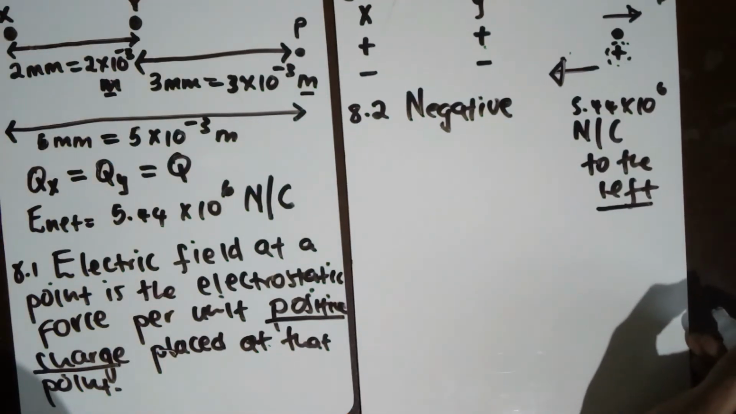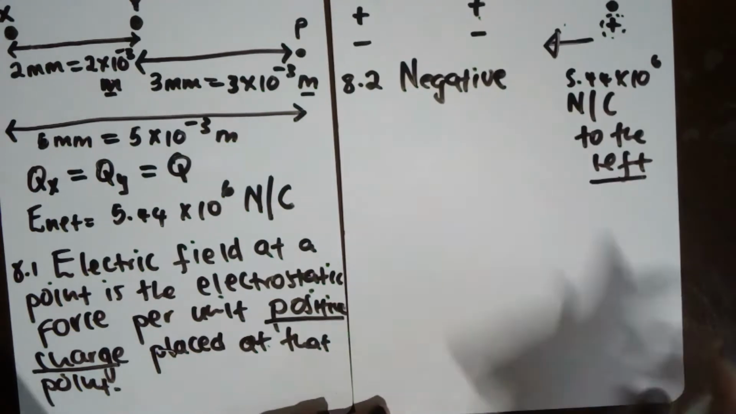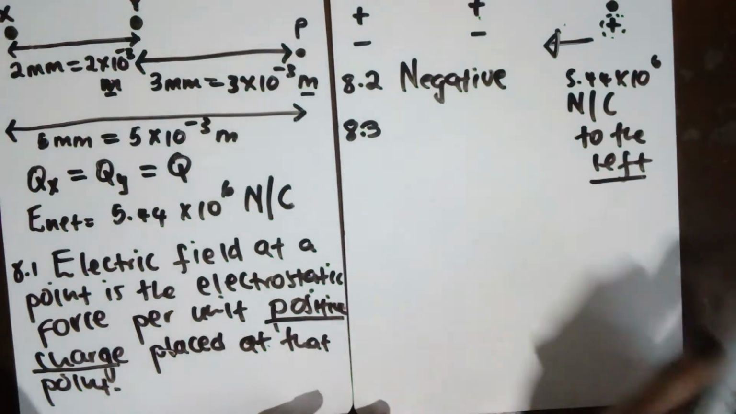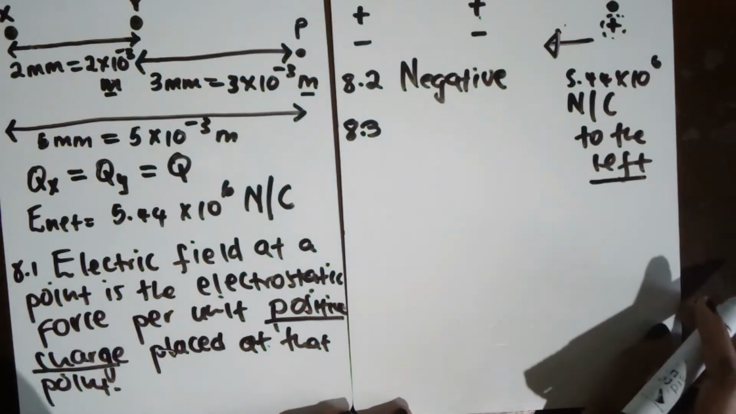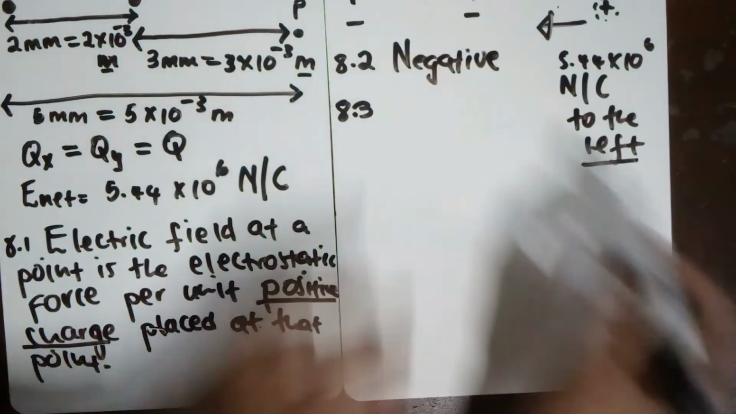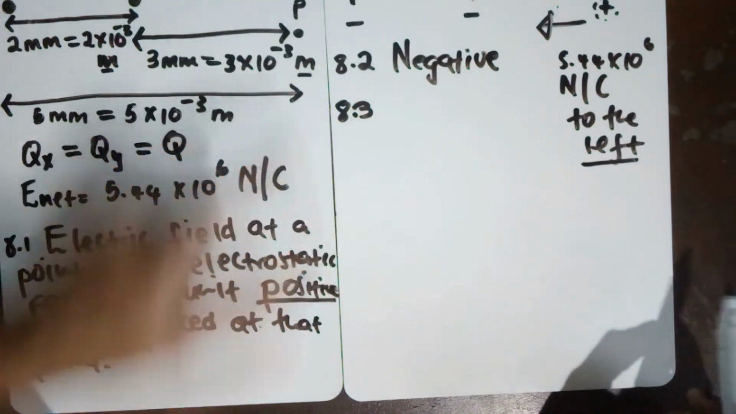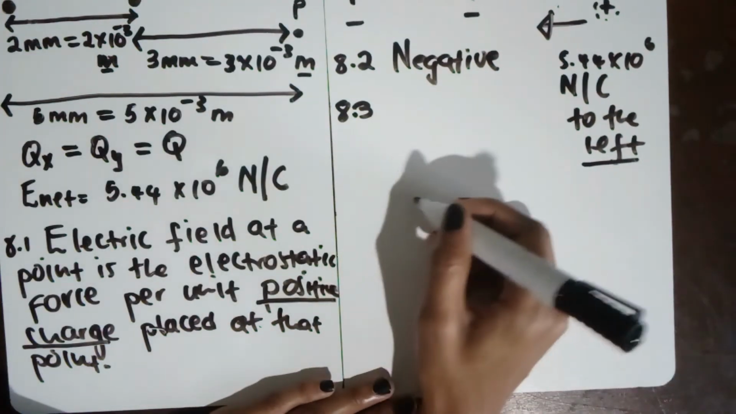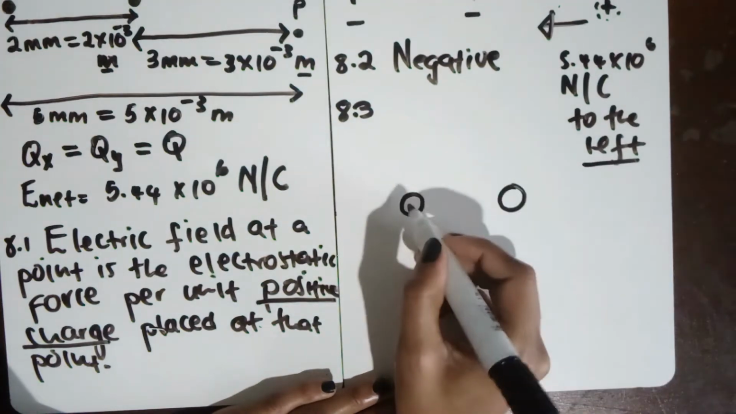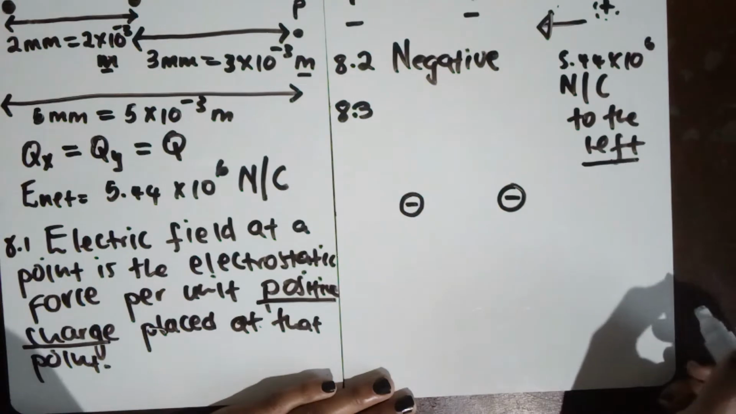Cool. And then we are now required to draw 8.3. You also have to know how to draw these electric field patterns for charges. I think it's something that they teach you. So how you normally draw it: we have to draw the electric field patterns for these two charges X and Y. Normally you would just draw a circle to represent your charge, right? So we said both of them are negative, so inside that circle, you draw a negative sign.